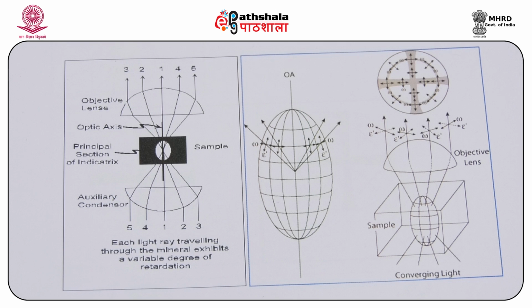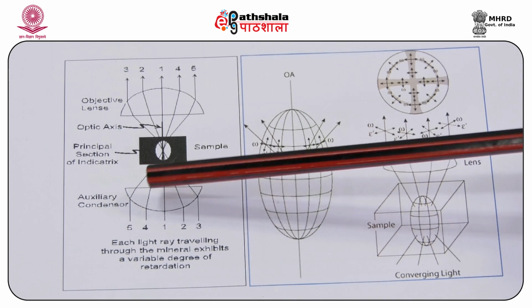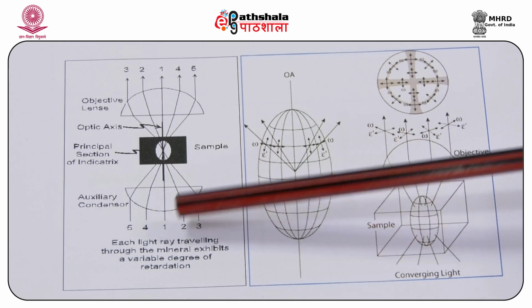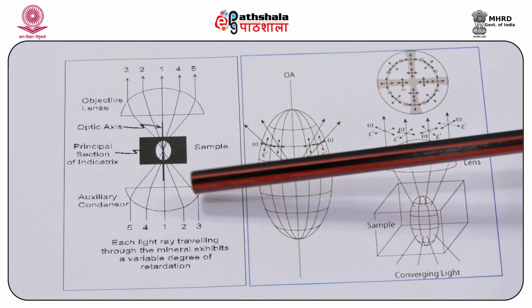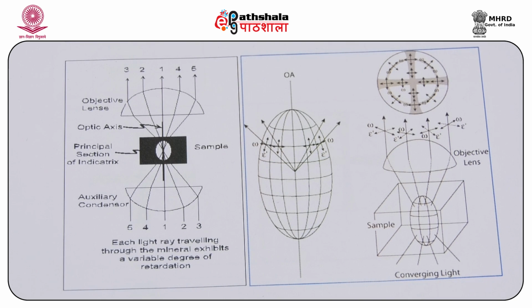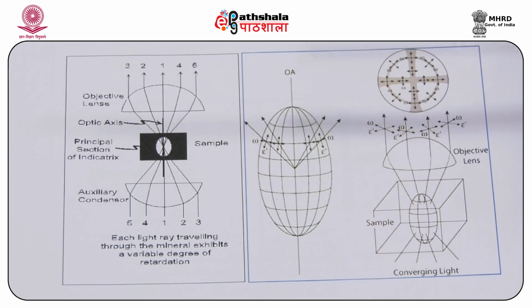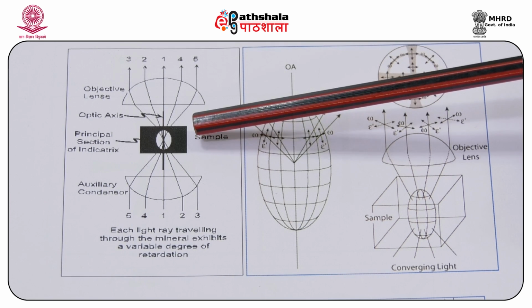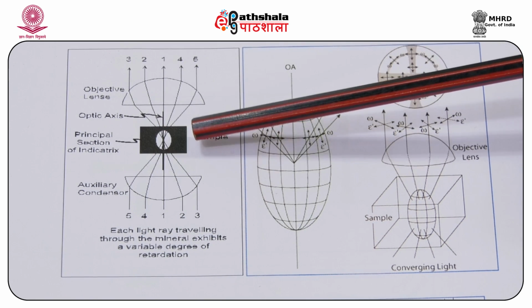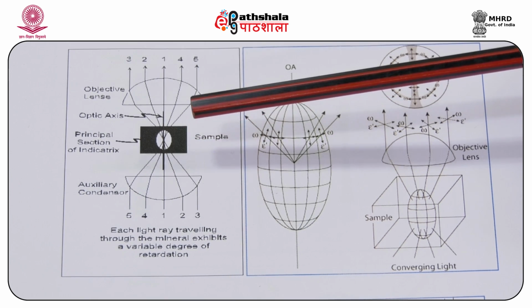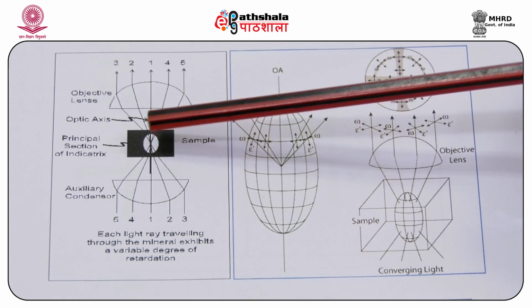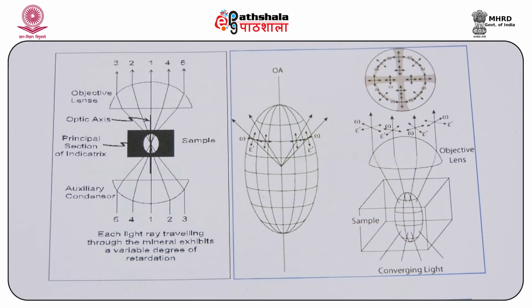The auxiliary condensing lens provides highly convergent light. As you can see, this is the auxiliary condensing lens. Rays of light 1, 2, 3, 4, 5 are coming in, and you can see that they are converged on passing through the auxiliary condensing lens and collected by the objective lens on the upper side. Here in between we have the sample, which is what we will study for the production of the optic axis interference figure. And here it is marked, the principal section of the indicatrix.